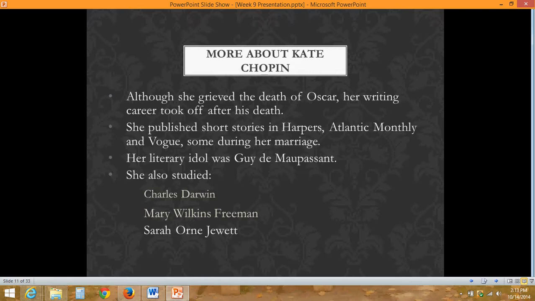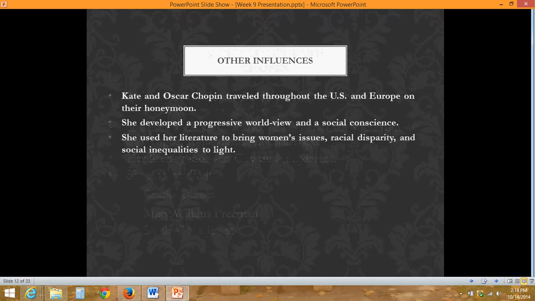Her idol was Guy de Maupassant, a famous French writer, and then she also studied Charles Darwin. Think of the time period, Charles Darwin, and we also have Mary Wilkins Freeman and Sarah Orne Jewett. So she was reading female writers, she was reading male writers, and having a definite education in terms of that. She did publish before her husband died, but most of her publications happened afterwards. She actually published hundreds of poems and a couple of novels as well.